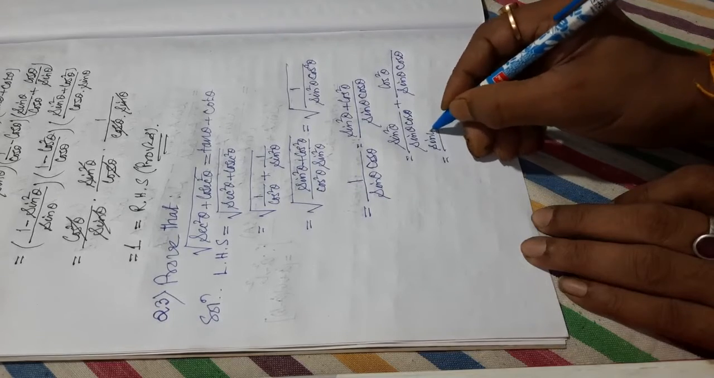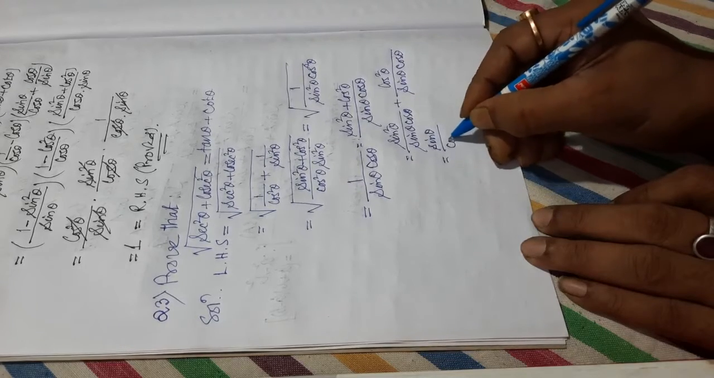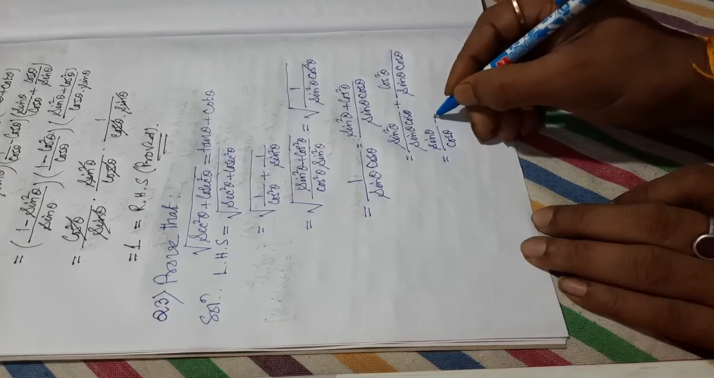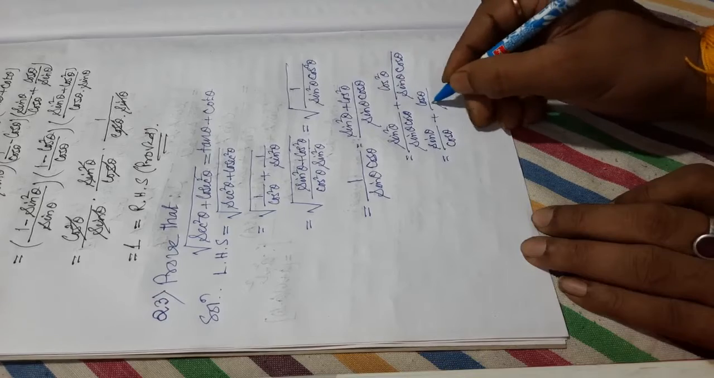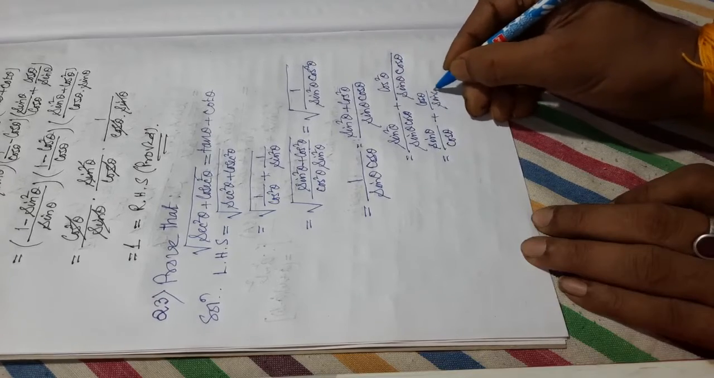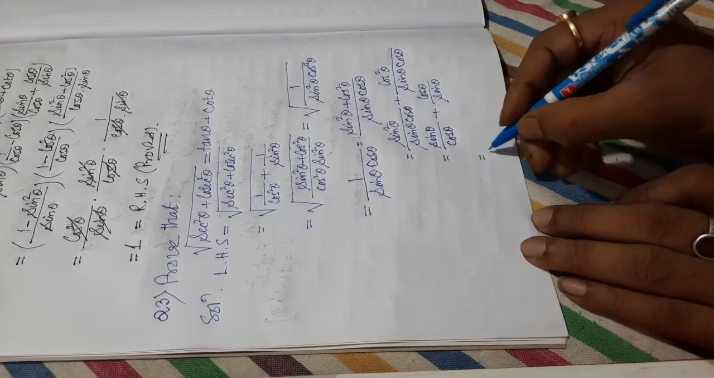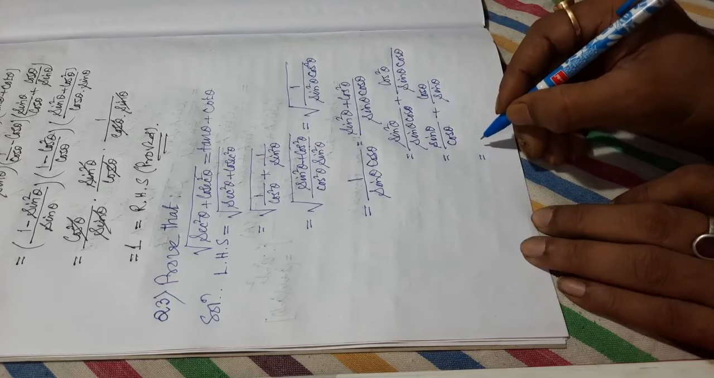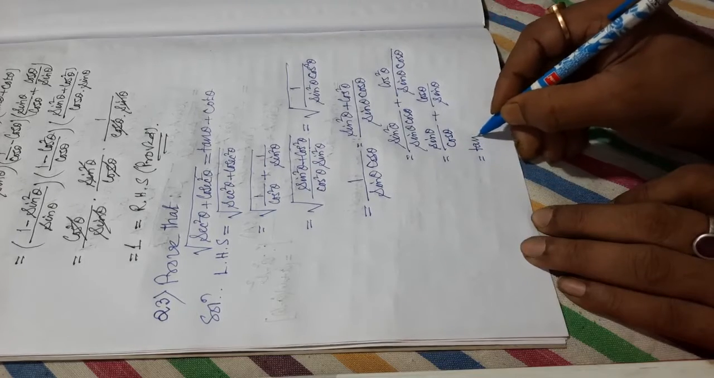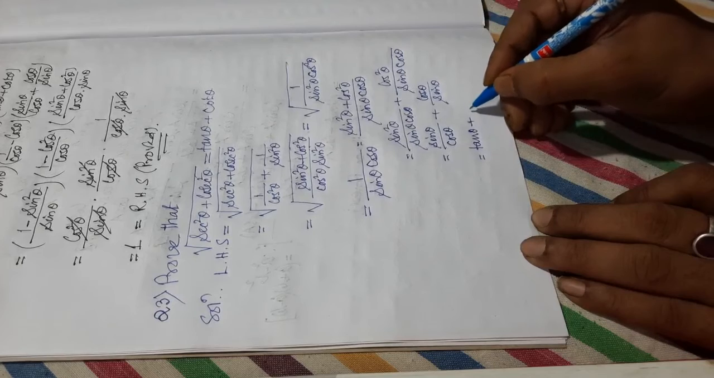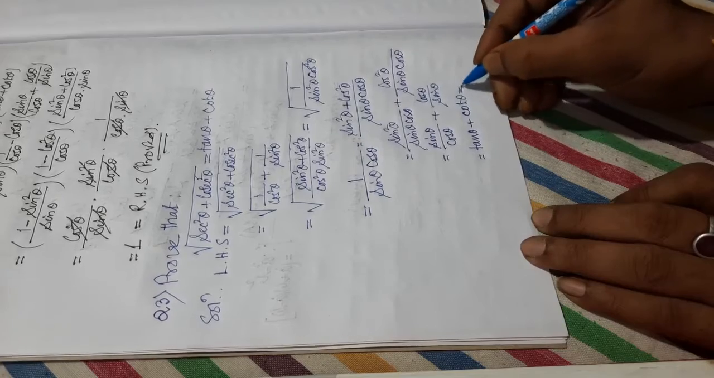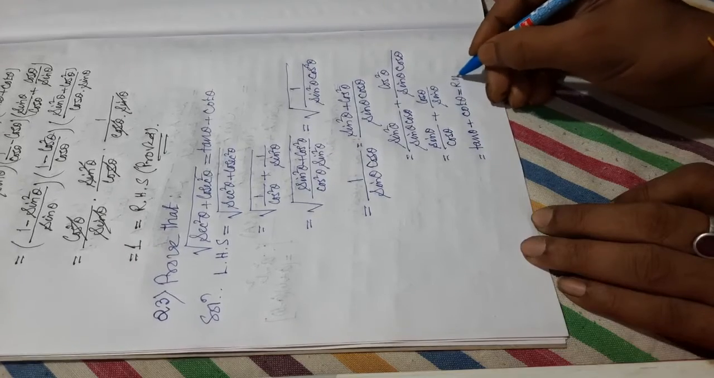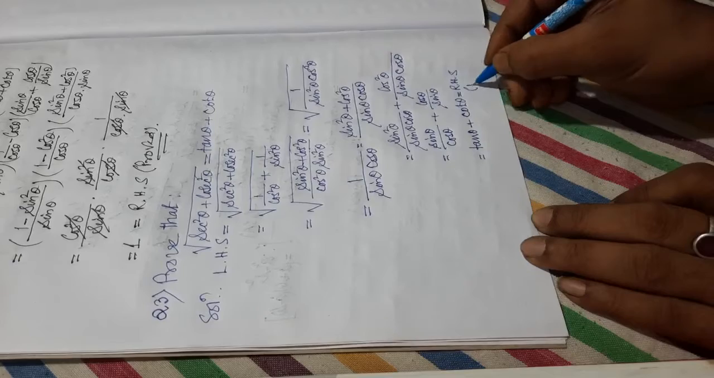Sin theta by cos theta plus cos theta by sin theta. Sin theta by cos theta is equal to tan theta, plus cos theta by sin theta is equal to cot theta, is equal to right hand side. Proved.